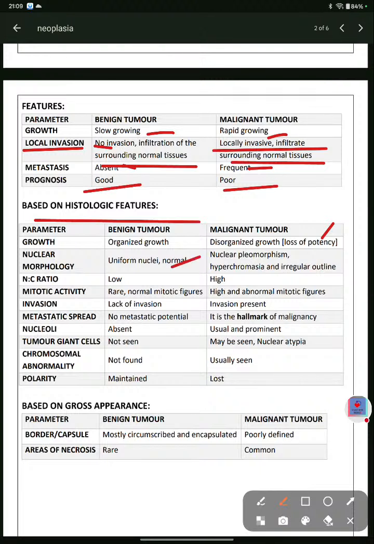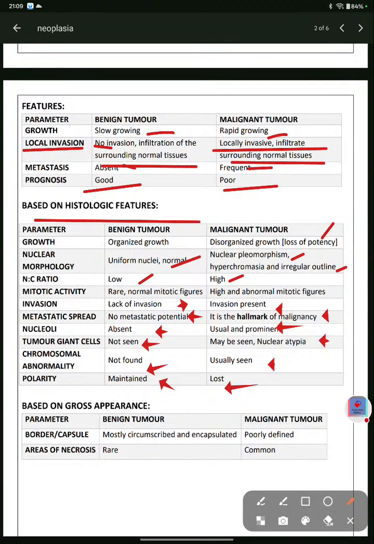Nuclear morphology: benign have uniform, normal nuclei, with some hyperchromatic changes possible. Malignant show nuclear polymorphism, hyperchromasia, and irregular outline. Benign have a low N/C ratio; malignant a high N/C ratio. Benign have rare normal mitotic figures; malignant have high and abnormal mitotic figures. Benign lack invasion and have no metastatic potential; malignancy is the hallmark here. Prominent nucleoli may be seen, and nuclear atypia. Chromosome abnormality is not found in benign, but seen in malignant. Benign maintain polarity; malignant show loss of polarity.